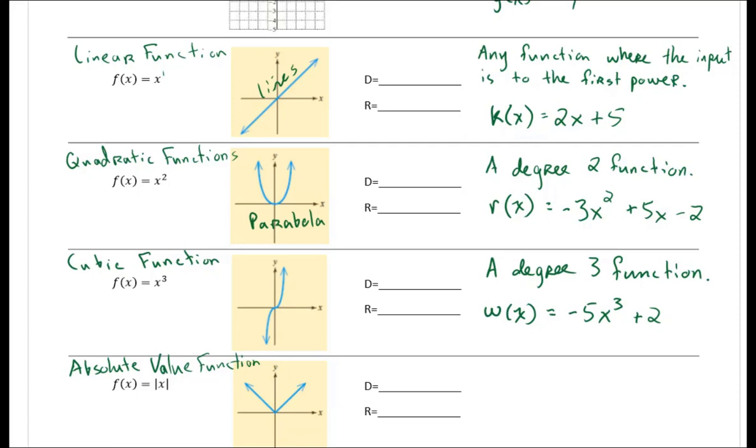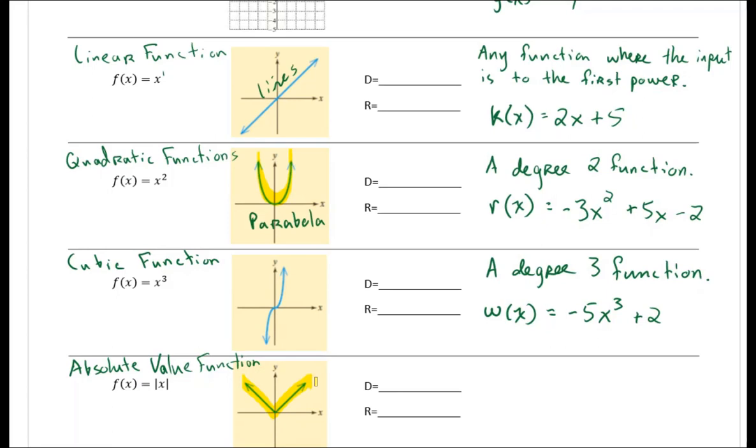And the graph here is going to be a hard V. Now, like I said with the other ones, it could be flipped over and it could start somewhere else, but it's going to be a hard V. I want to contrast that with the parabola. The parabola is a soft U. If you drop a marble in it, it will go back and forth. The absolute value function is a hard V. So if you drop a marble in it, it'll bottom out and stay put.